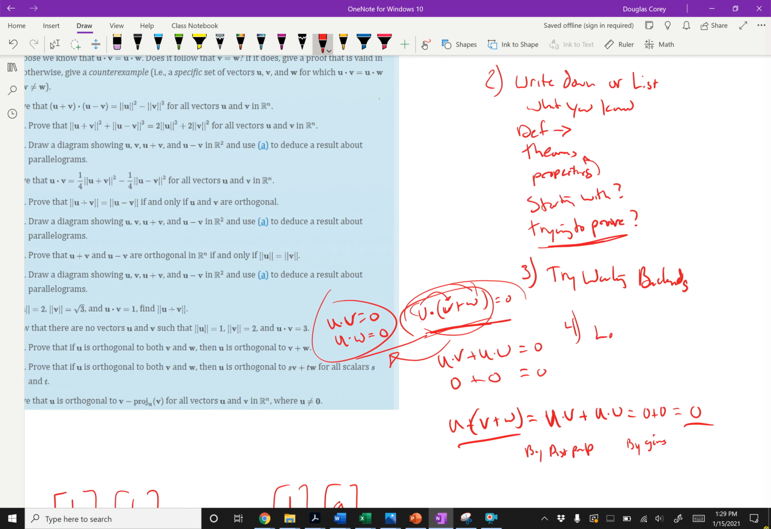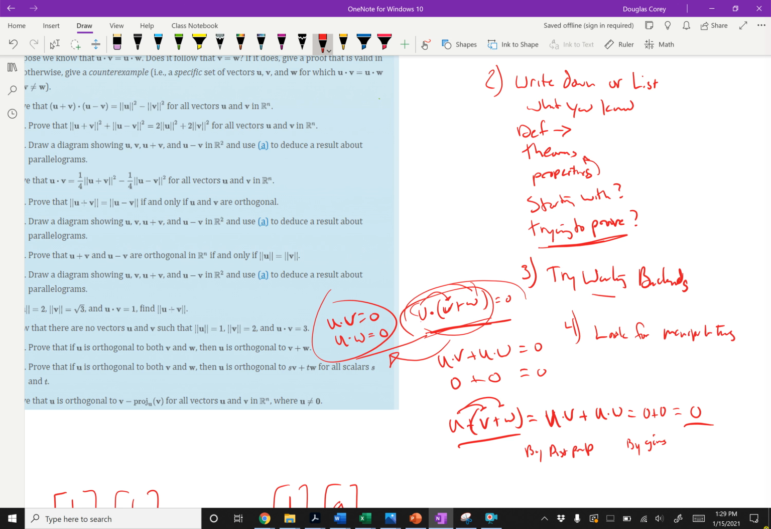And then you're going to look for manipulations you can do. So in the same way that we looked for the use of these properties, look for manipulations, because almost all of our proofs are just algebraic manipulations using new properties and new definitions.